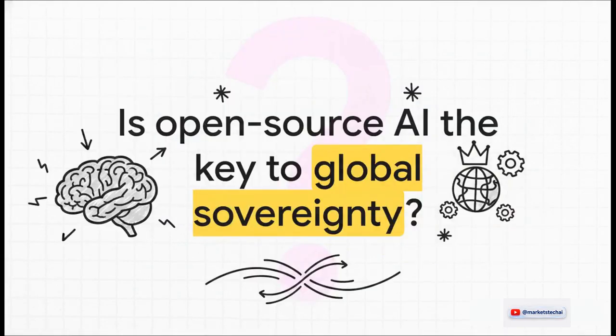So as models like Kimi K3 step up and directly match the capabilities of closed-source giants across coding, reasoning, and massive context windows, we have to ask a much bigger question. Will open-source models fundamentally shift the balance of power in the global race for AI sovereignty?